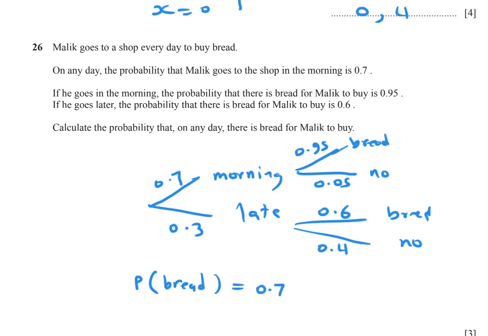Probability to have bread equals 0.7 times 0.95 plus 0.3 times 0.6 equals 0.845.